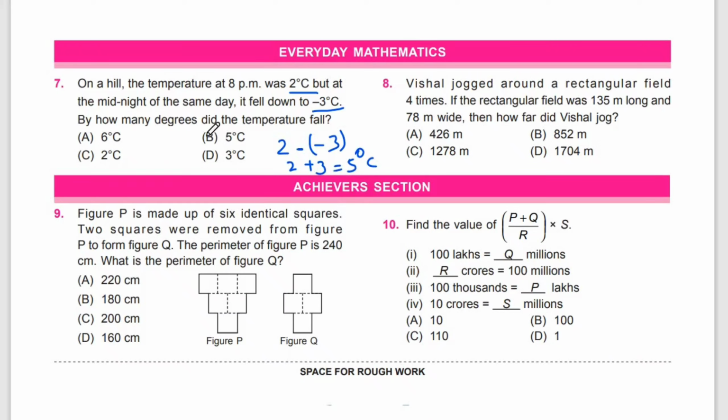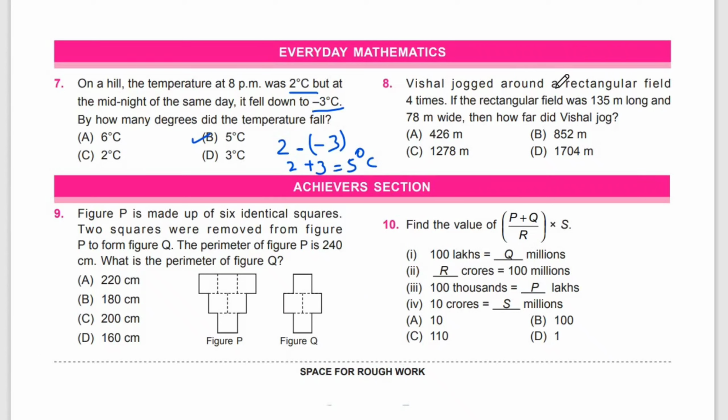So do we have that option here? Yes. So this is our right answer. Isn't it very easy? So 2 minus of -3. Always put a bracket, then minus into minus will become plus. Usually what kids do is 2 minus 3 and they put -1 as the temperature, but there is no such option given here. So try to put the brackets and try to solve it. Right? Now let's see the next question.